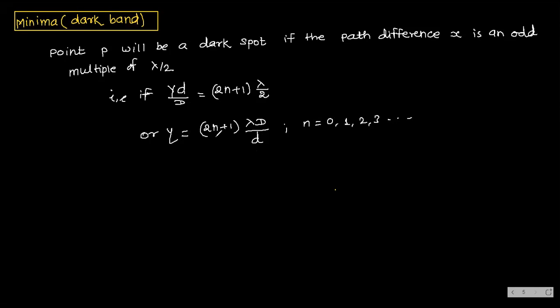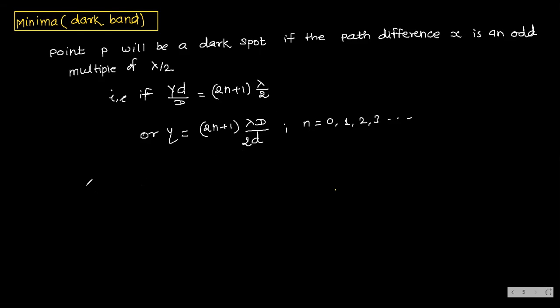So this is the dark band. If n is equal to 0, substitute, what will you get? Lambda D by 2d. So we are getting dark fringes, or dark bands, at lambda D by 2d. Then next 3 lambda D by 2d. One more 2 is missing here. This 2 you should write. So lambda D by 2d. This 2 is already there.